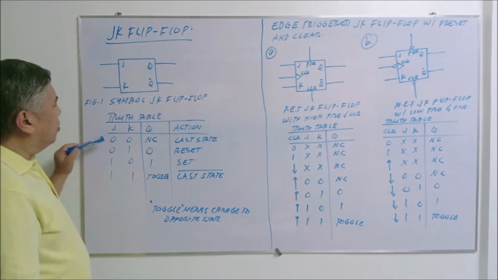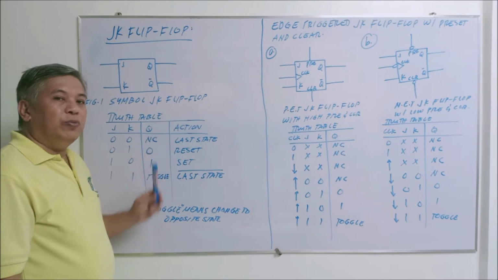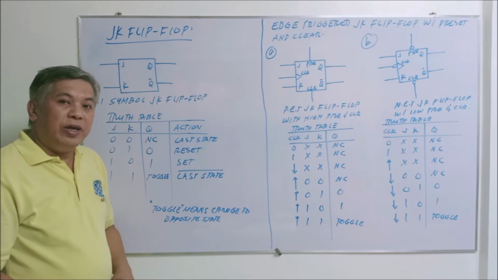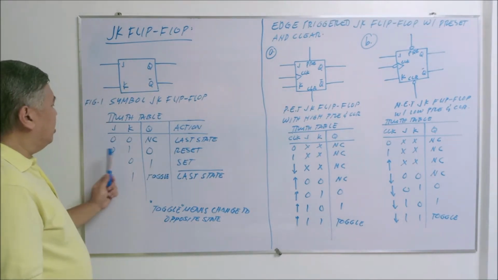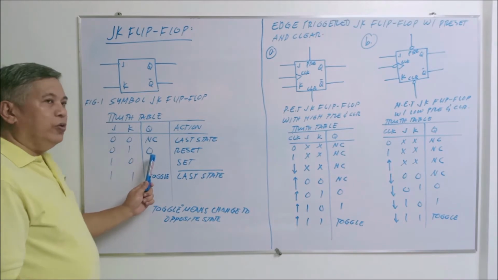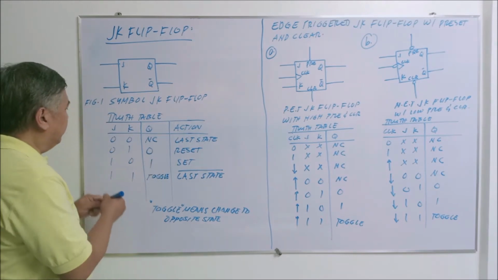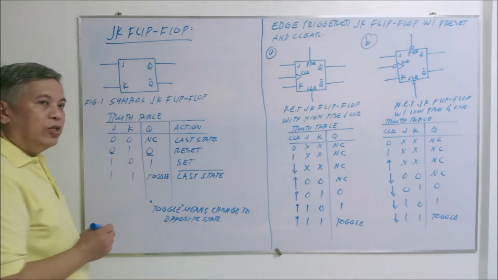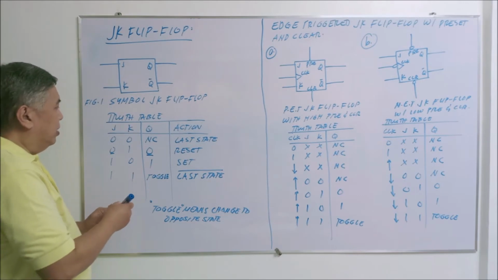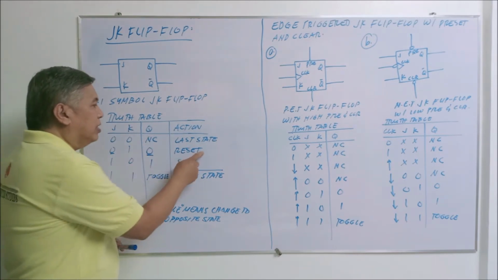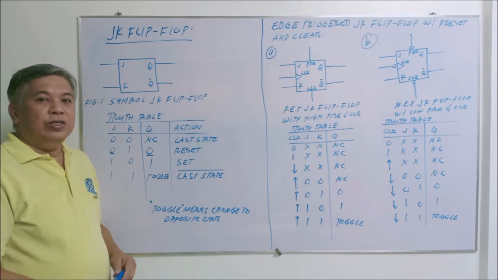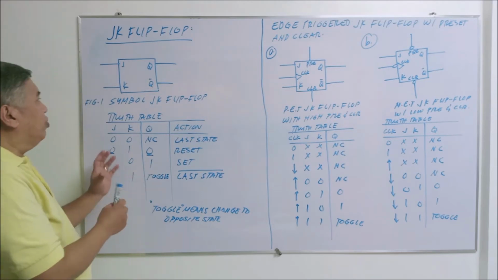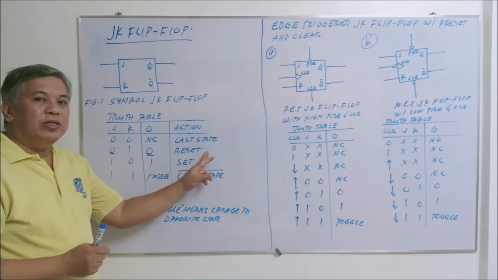If J and K are both 0, then your output Q is a no change condition, or the action is that whatever is the last state remains. Now, if J and K is 0, 1, then the output Q is 0. If you notice here, J and K have different values, and J implies Q. The output 0 means that you are resetting your JK flip-flop.